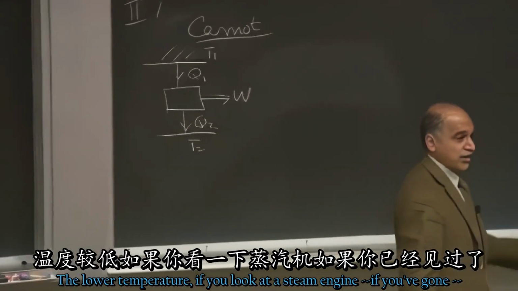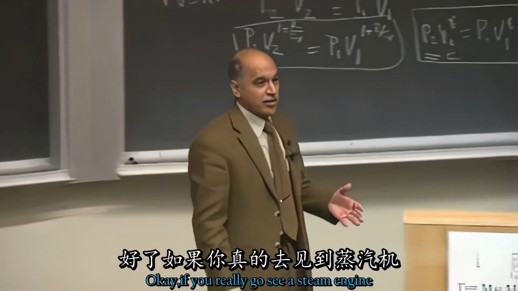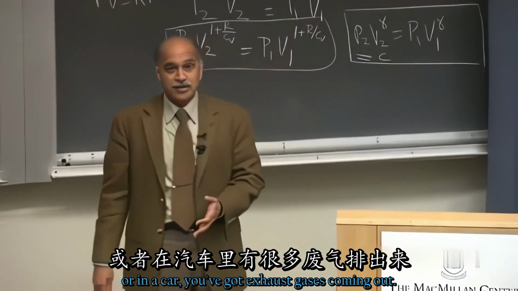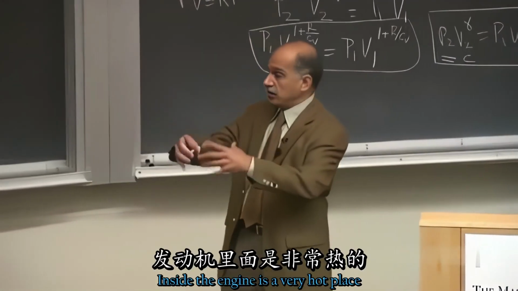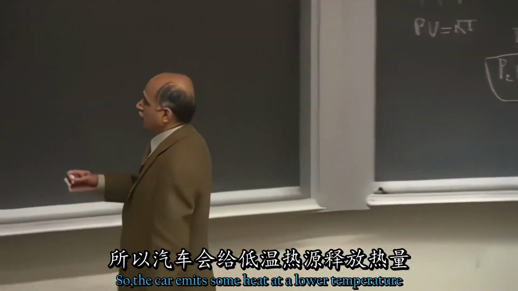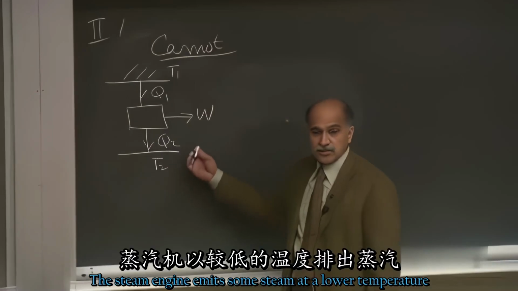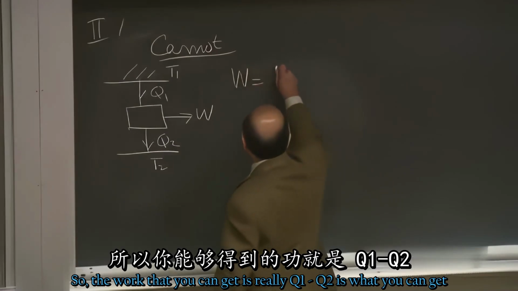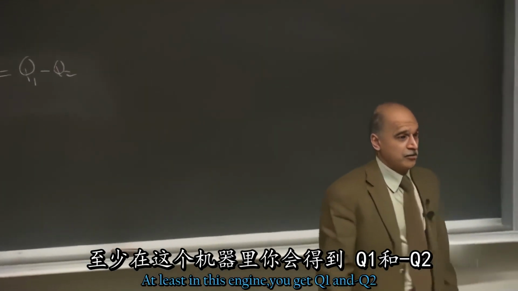The lower temperature, if you look at a steam engine, have you guys seen a steam engine? Okay, if you really go see a steam engine, you'll find there's a lot of hot steam coming out of the back. Or in a car, you've got exhaust gases coming out. That's the hot gas emitted at atmospheric temperature. Inside the engine is a very hot place. So the car emits some heat at a lower temperature. The steam engine emits some steam at a lower temperature. So the work that you can get is Q1 minus Q2. At least in this engine, you get Q1 minus Q2.